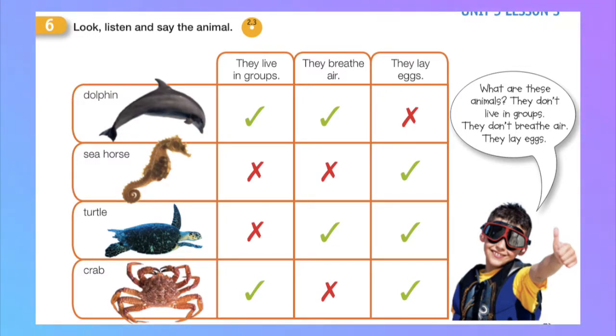Vamos a escuchar unas descripciones y tenemos que escribir el número 1, 2, 3 o 4 al lado del animal que describan. For example, we have a dolphin, a seahorse, we have a turtle and we have a crab. And we have some descriptions on the top. Tenemos algunas descripciones arriba. For example, they live in groups. Viven en grupo. They breathe air. Ellos respiran aire. And they lay eggs. Ellos ponen huevos. Okay, so listen.